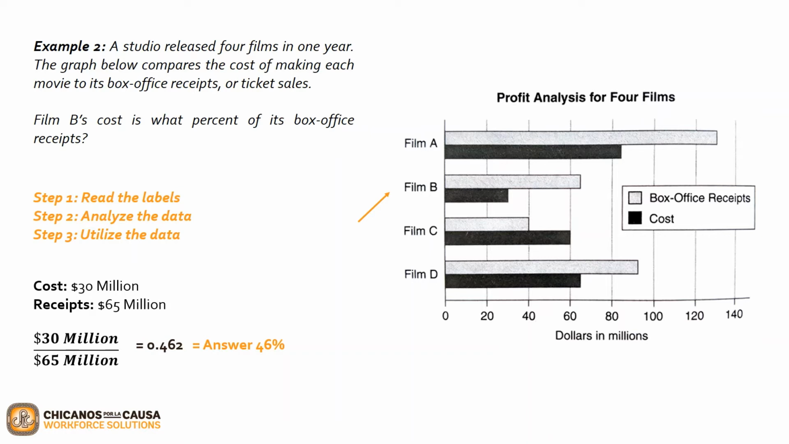So that makes a lot of sense, because if we have 30 and 65 million, we know that it's going to be somewhere around 50%, right? Because if we have 30 million to 60 million, our answer would absolutely be 50%. But because we have 65 instead of 60, we know it's going to be a little bit less. So 46% is going to be our final answer.